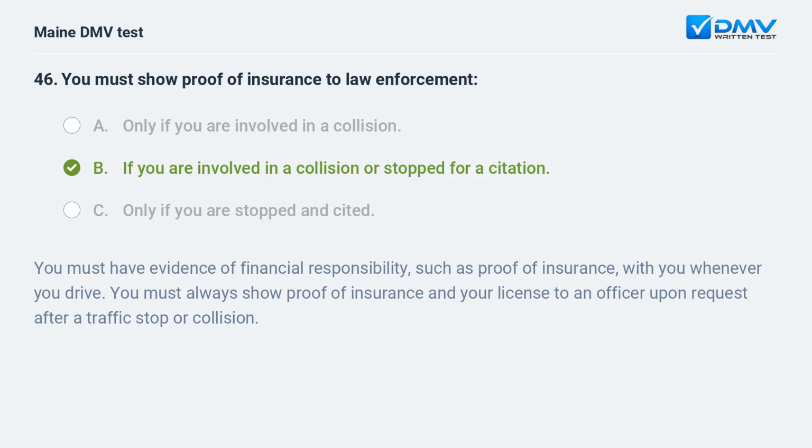B. If you are involved in a collision or stopped for a citation. You must have evidence of financial responsibility, such as proof of insurance, with you whenever you drive. You must always show proof of insurance and your license to an officer upon request after a traffic stop or collision.